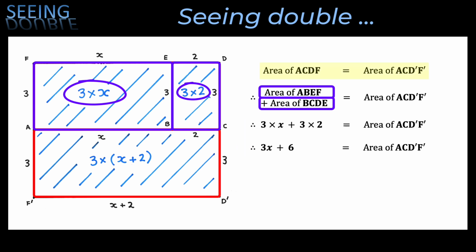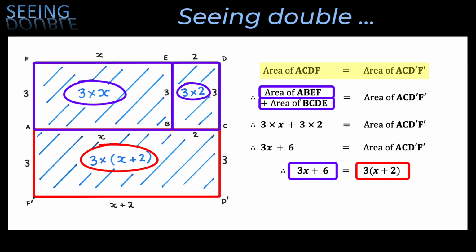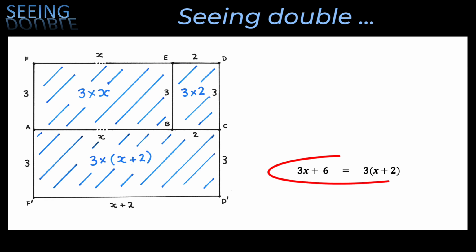Based on the equality between rectangles ACDF and ACD''F', this dynamic diagram, where x takes a range of values, convinces me that 3x plus 6 is equal to 3 by x plus 2 for all the values of x that have been considered. A statement like this is called an identity. Mathematical identities like this are statements which are true for all values of x, as this one is, which we know based on the diagram from which it came.